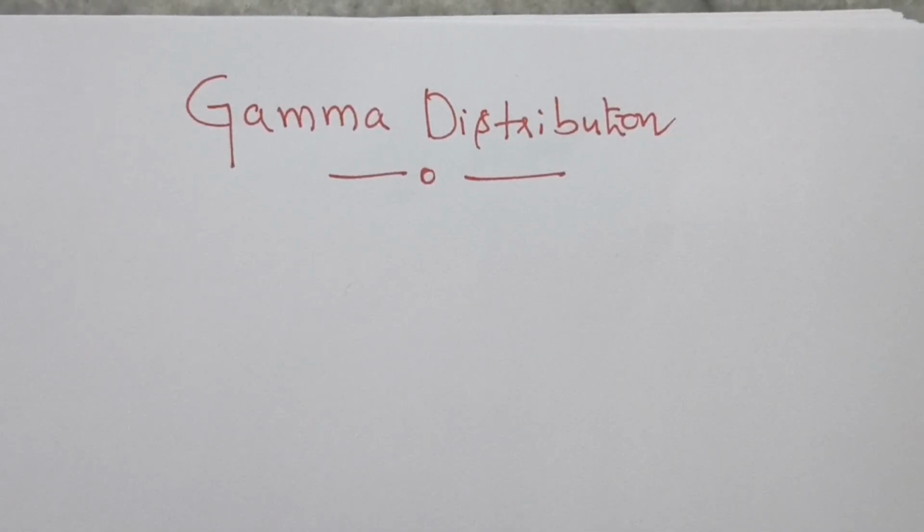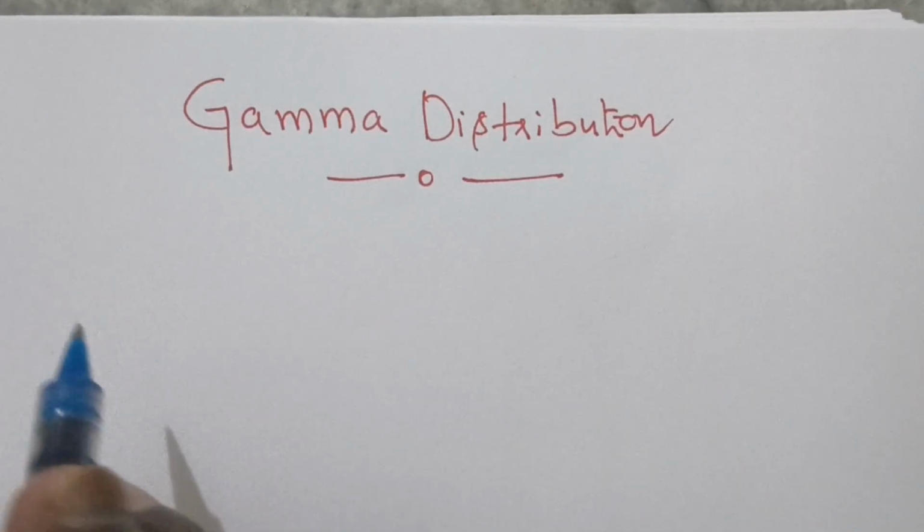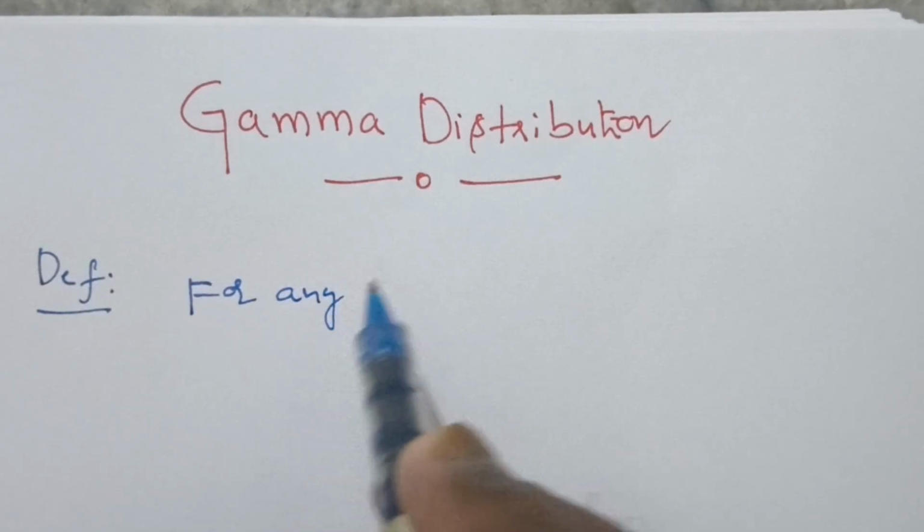Hello everyone. In this class, we will learn gamma distribution. Gamma distribution is one of the continuous probability distributions. Before we know about gamma distribution, let's start with the gamma function.